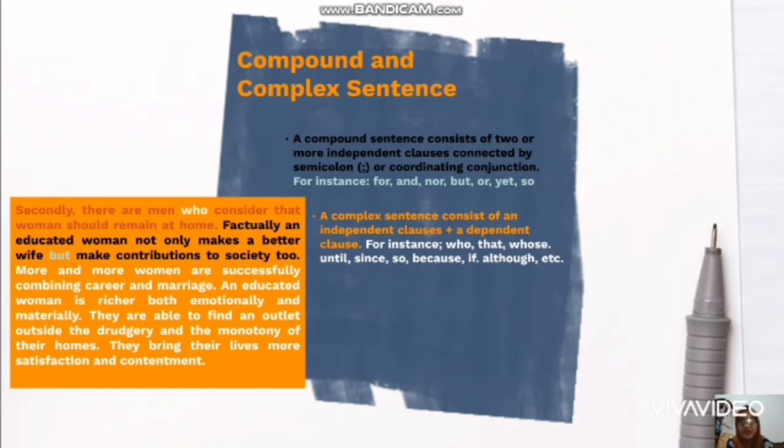Now we'll move into a complex sentence. A complex sentence consists of an independent clause plus a dependent clause. For instance: who, that, whose, until, since, so, because, if, although, etc. You can see the instances here in the first sentences. Secondly, there are men who consider that women should remain at home. The "who" here is marked as the complex sentence.